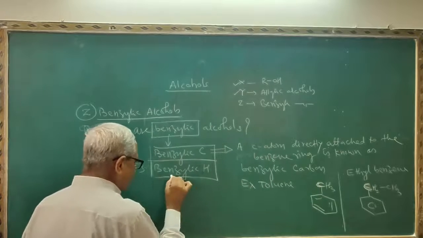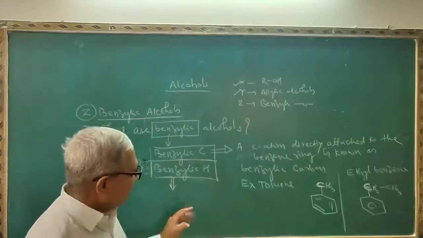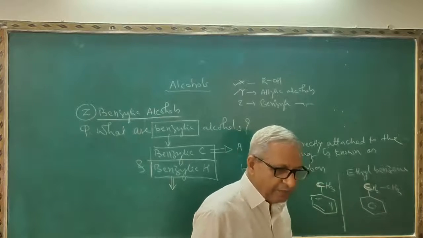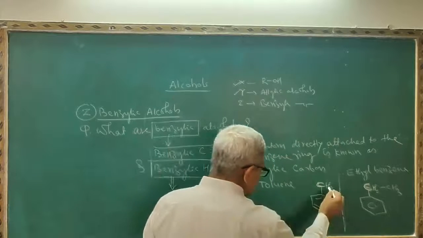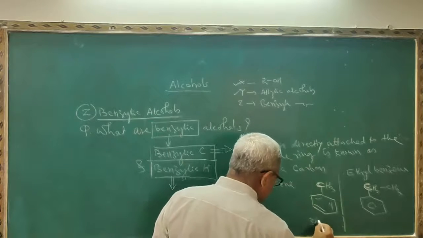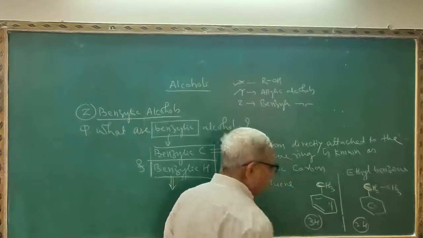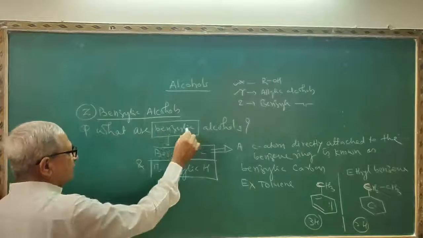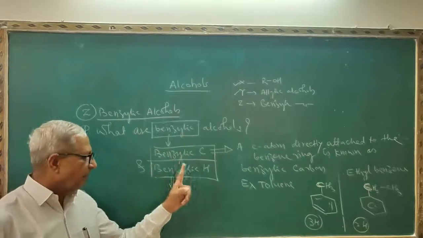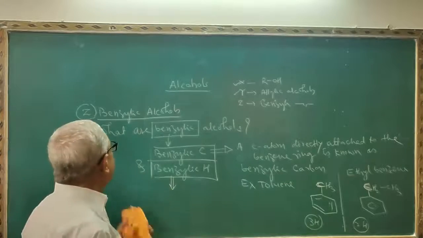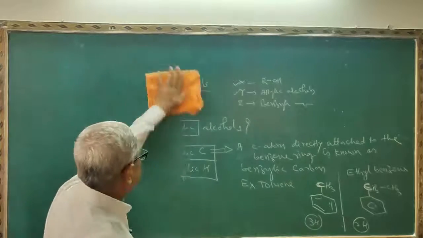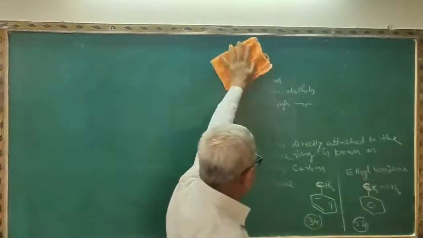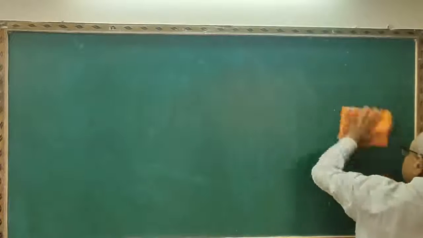Now the second term is benzylic hydrogen. The hydrogen atom present on the benzylic carbon is known as benzylic hydrogen. So this contains 3 benzylic hydrogen atoms, and this contains only 2 benzylic hydrogen atoms. So I was explaining the term benzylic, the important question: benzylic carbon, benzylic hydrogen. Now I will set the NEET or JEE question on the title benzylic carbon and benzylic hydrogen.